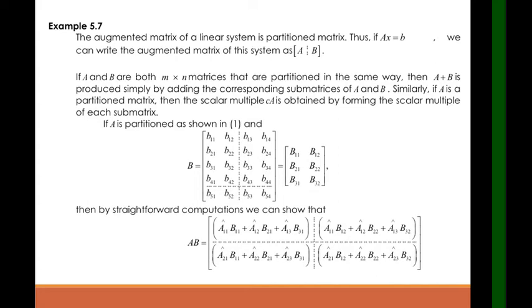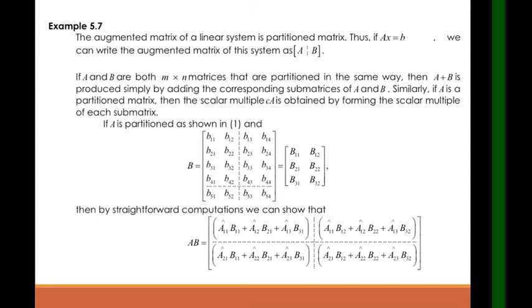The augmented matrix of a linear system is a partitioned matrix. Thus, if Ax equals B, we can write the augmented matrix of this system as the square bracket of A, partition B. If A and B are both m by n matrices that are partitioned in the same way, then A plus B is produced simply by adding the corresponding submatrices of A and B.